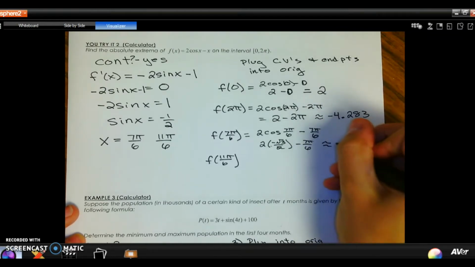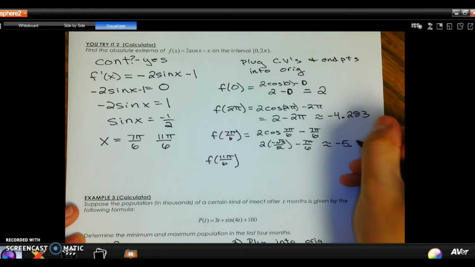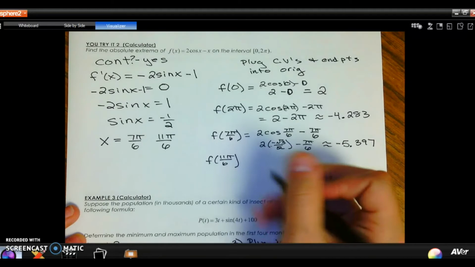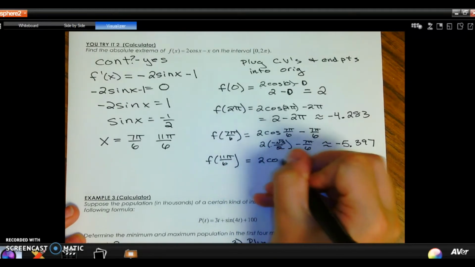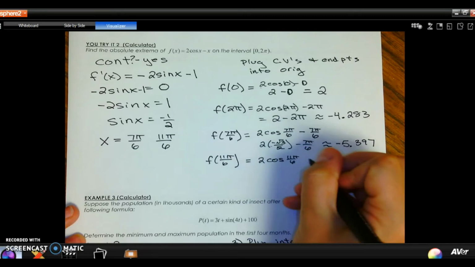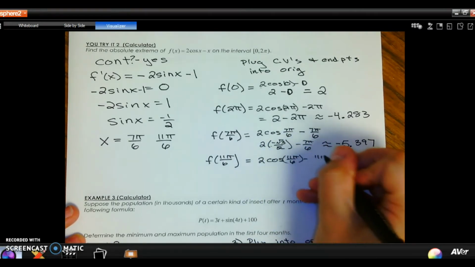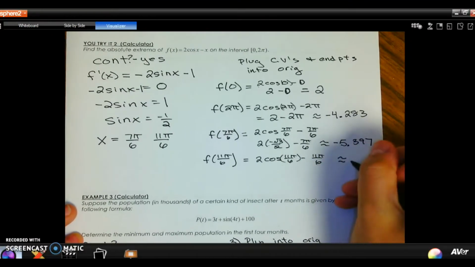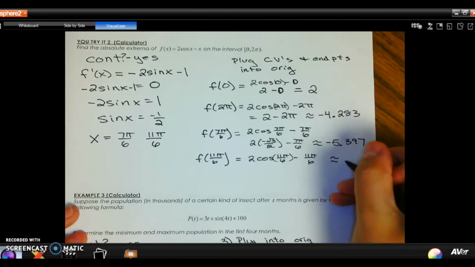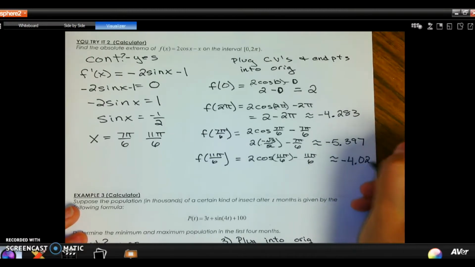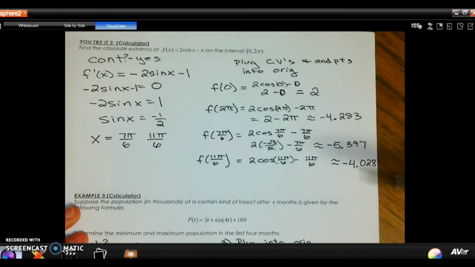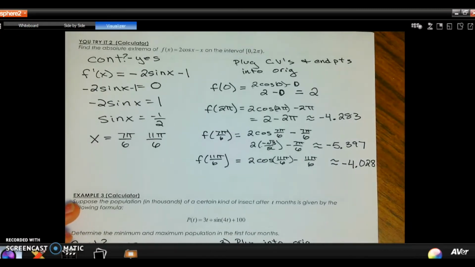So when I did that in my calculator, that gives me a negative 5.397. And similarly for the last one there, again, it's going to be 2 times the cosine of 11 pi over 6 minus 11 pi over 6. And with the help of my calculator, I got that one. Oh, that's really close because that's negative 4.028. So again, I had to use my calculator here because just by looking at this and this, it's very hard to tell which one is the maximum or minimum there.